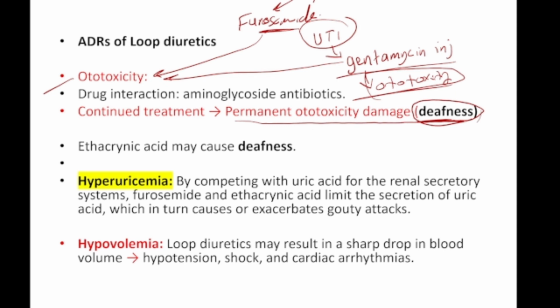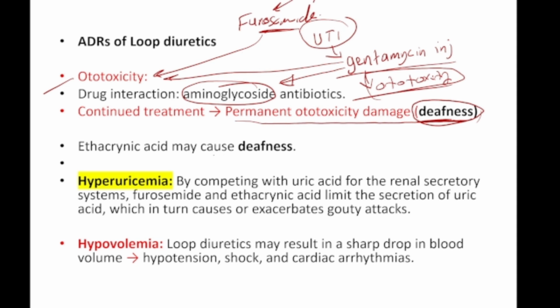So what happened there? It's contraindicated. We don't prefer to use furosemide, a loop diuretic, with an aminoglycoside. What is that link? Gentamicin belongs to the aminoglycoside antibiotics. So gentamicin and a loop diuretic are contraindicated to prescribe together.